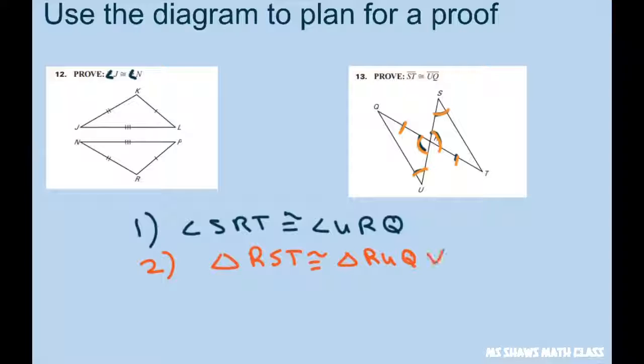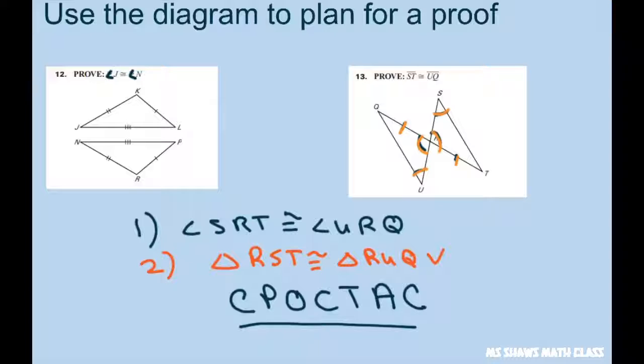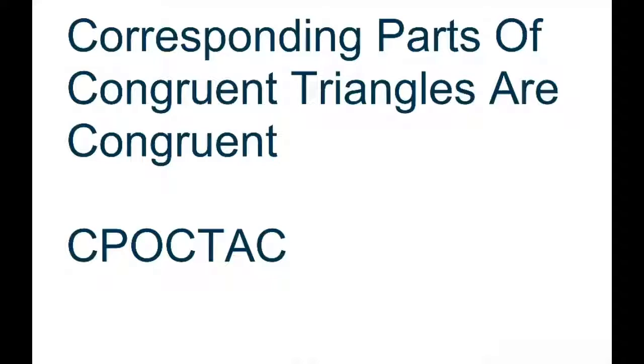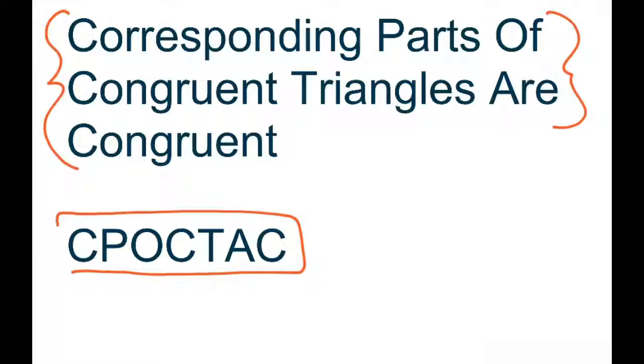And since my triangles are congruent, that means my corresponding parts of congruent triangles are congruent. So that means my ST is congruent to UQ. So again, you'll see this a lot. Instead of writing this whole thing out all the time, we're going to write it like this: corresponding parts of congruent triangles are congruent.